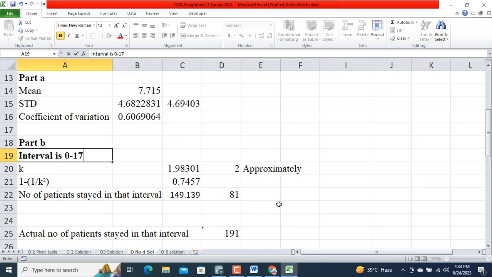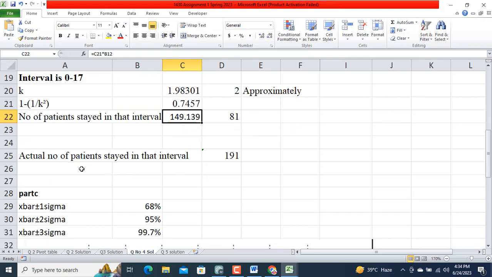0 to 17. So now we are going to determine the number of patients who stayed in the hospital for this group. What I am going to do is multiply this 2 with the mean. The mean is 7.715, so we will get 149.139 patients. Almost 150 patients will stay regarding this group in the hospital.